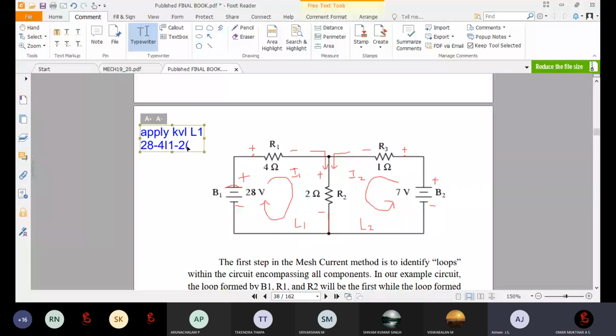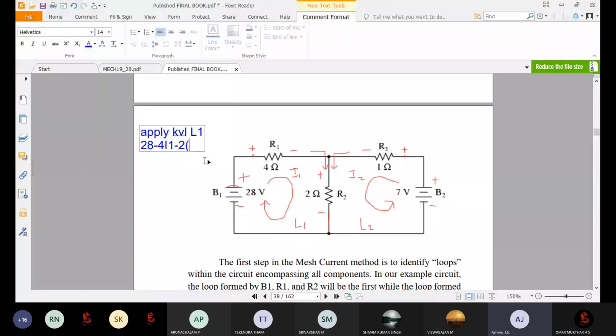Equal to 0. So I1 plus I2, close the bracket, equal to 0. Now expand this so that 28 minus 4 I1, just I1. Now substitute 2 inside, just multiply 2 inside, so what will be your equation?